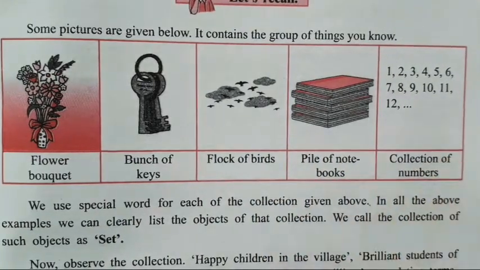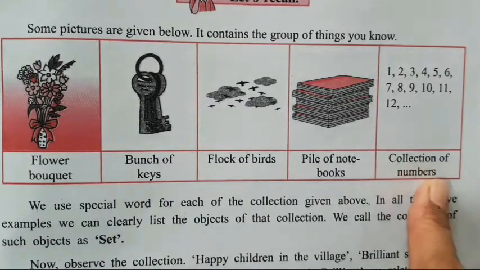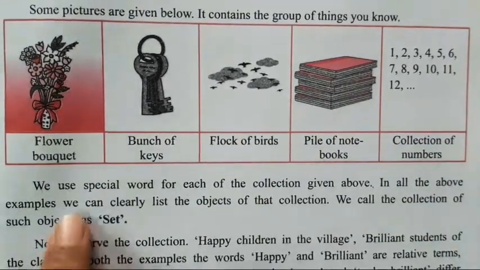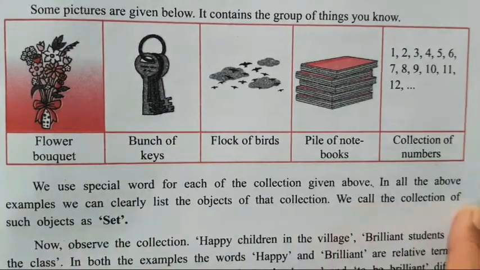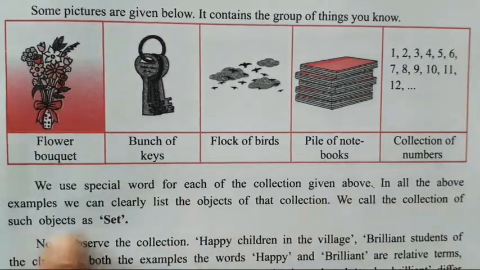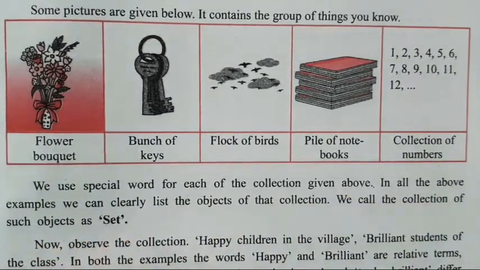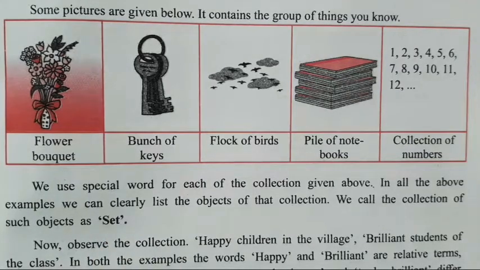Same is for numbers. A single number is called a number, but a group of numbers is known as a collection of numbers. So what are sets? We call the collection of such objects a set. Whenever there is an object, any object, any non-living thing or living thing, we define it as an object. When a group is formed, it is known as a set.